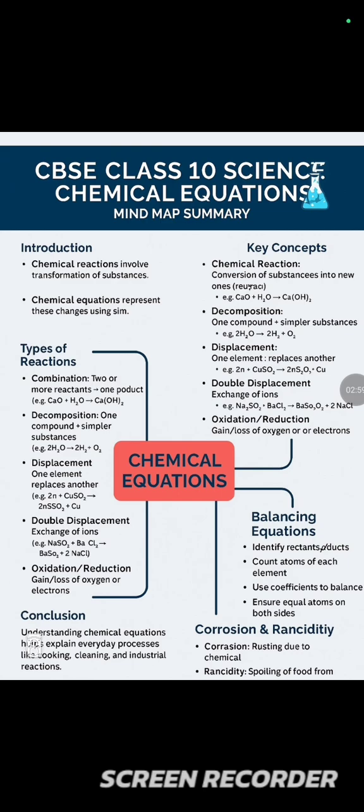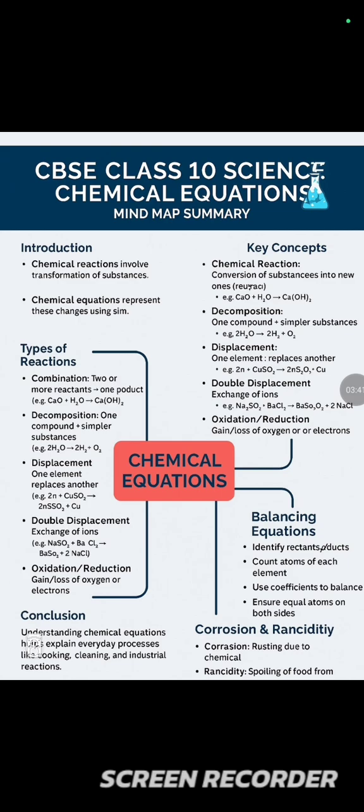The next one is the double displacement reaction. This is a little different from the displacement reaction. In a displacement reaction, only one atom displaces another. Here it is an exchange of ions, in other words they mutually displace each other. If you look at the example, sodium sulfate plus barium chloride gives barium sulfate plus sodium chloride. You can see that barium is replacing sodium and sodium is replacing barium, thereby forming barium sulfate and sodium chloride.